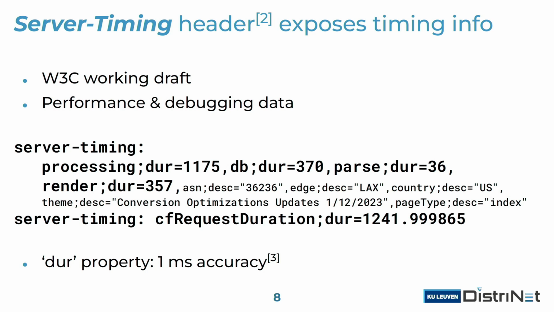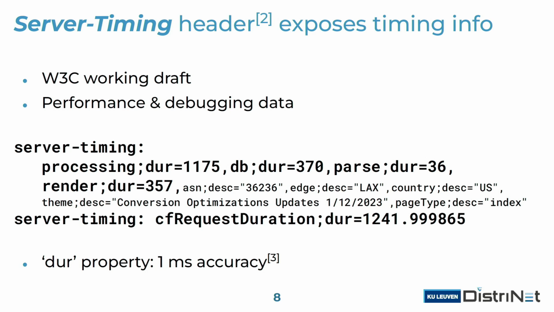So I have an example of an actual website using this header. And as you can see, it exposes multiple metrics separated by a comma. And within each metric, for example, the processing metric has a duration property of 1175. There's also a database metric that has a duration property of 370. So the developers of this website chose to expose a lot of very detailed and fine-grained information about the database query time, about the parsing time, about the rendering time.